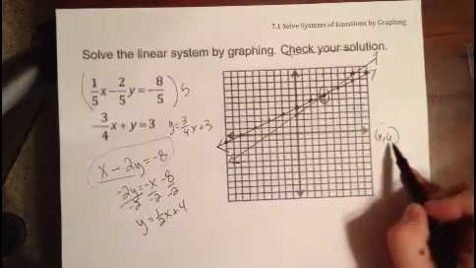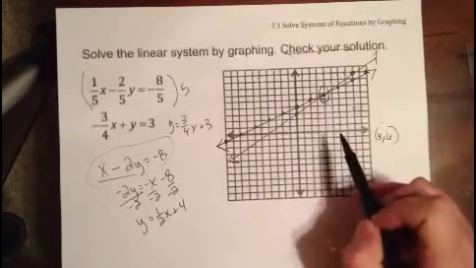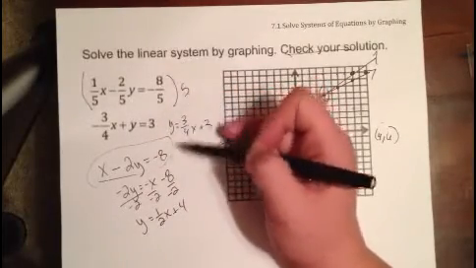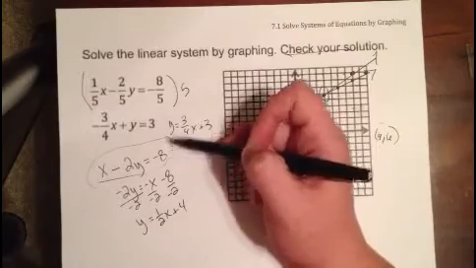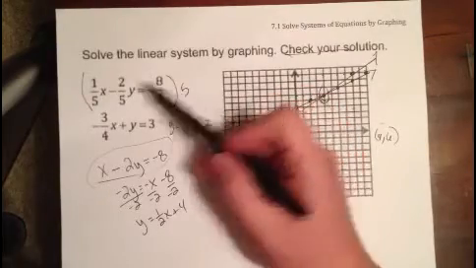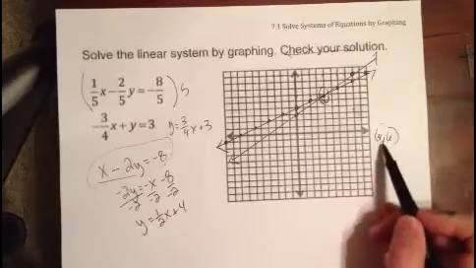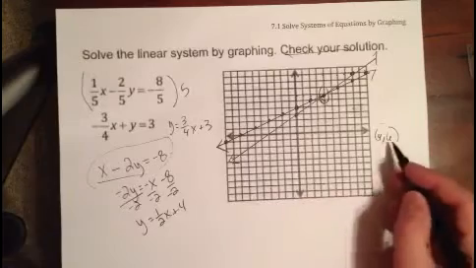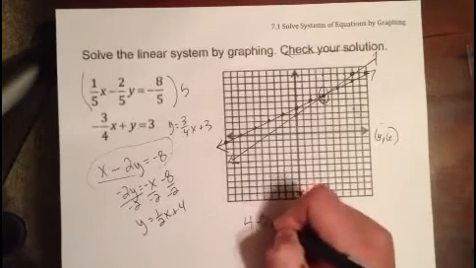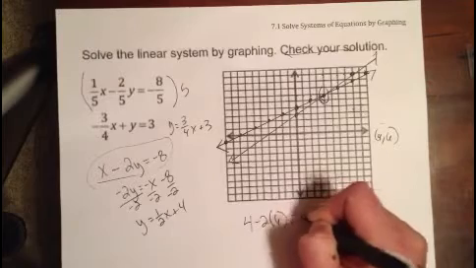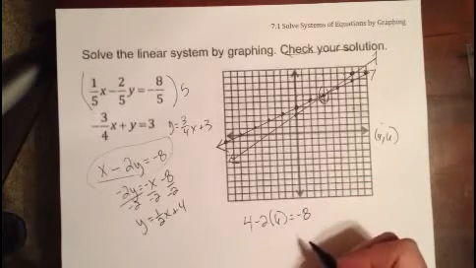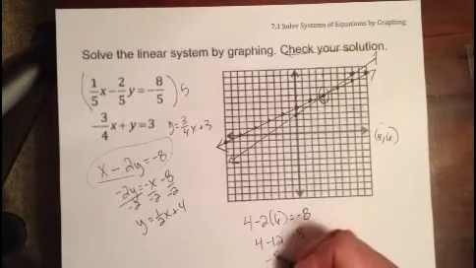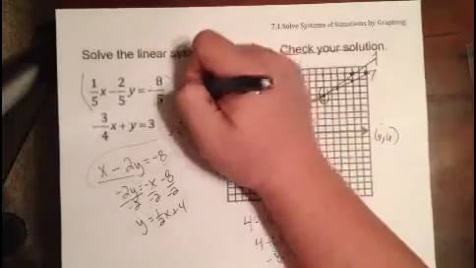So anyway, we've got the point 4, 6, which is where we think these two lines are crossing. This equation right here is not so pretty because of all those fractions, but this is an equivalent equation. Remember, we talked about those last semester because we multiplied everything by 5. So I'm going to check this point 4, 6 in this form of the equation. We have x is 4, y is 6, so 4 minus 2 times 6 should equal negative 8. Negative 2 times 6 is negative 12, so 4 minus 12 is negative 8, so that one checks out.